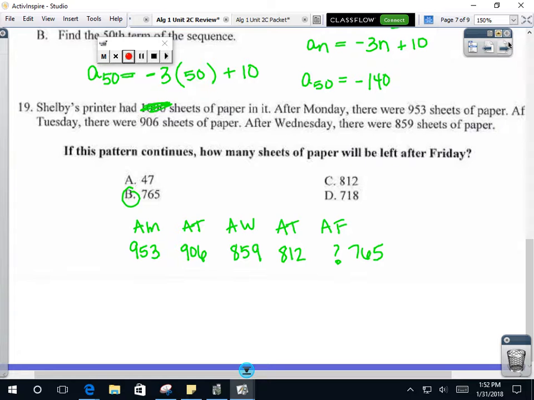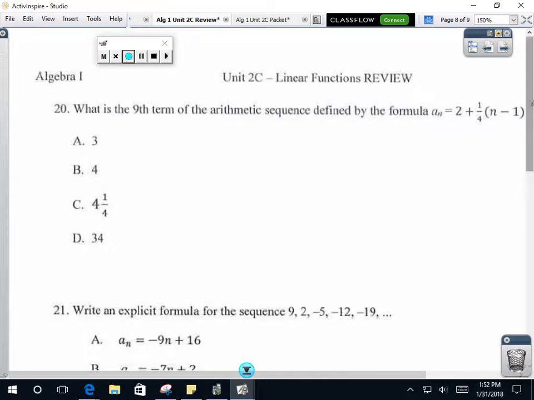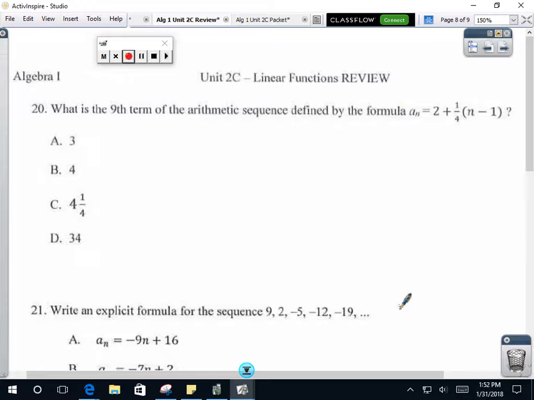Okay, now number 20. What is the 9th term of the arithmetic sequence defined by the formula A sub n equals 2 plus 1/4 (n minus 1)? So they gave you the explicit formula, but they wrote it the way the EOC formula sheet does, except they put the d here instead of there, but they started with the first term. That's the first term. That's the common difference. Remember, the common difference is always the number being multiplied by n minus 1. The first term is always separate.